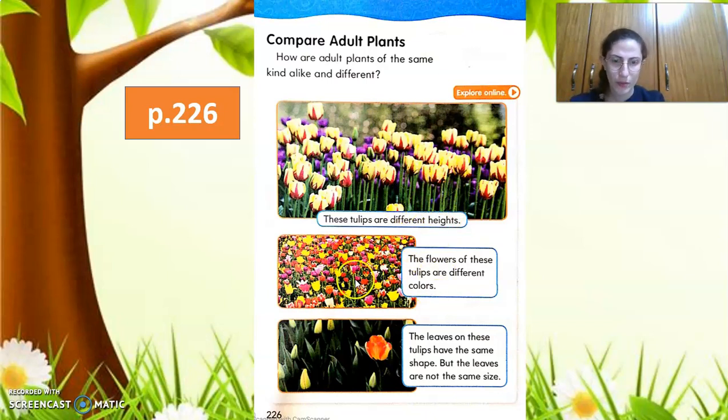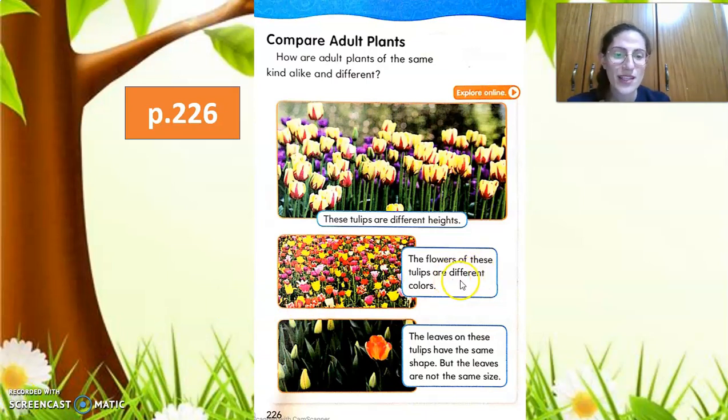Let's check. What about the second picture? The flowers of these tulips are different colors. And if we take a minute carefully, we could check that they are all tulips, but they have different colors. Why? Because they get the different colors from their parents. So this tulip, for example, got its color from its parent, that was red. This tulip got its color from its parent, that was yellow. That's why it is a yellow tulip. Clear? So far so good?